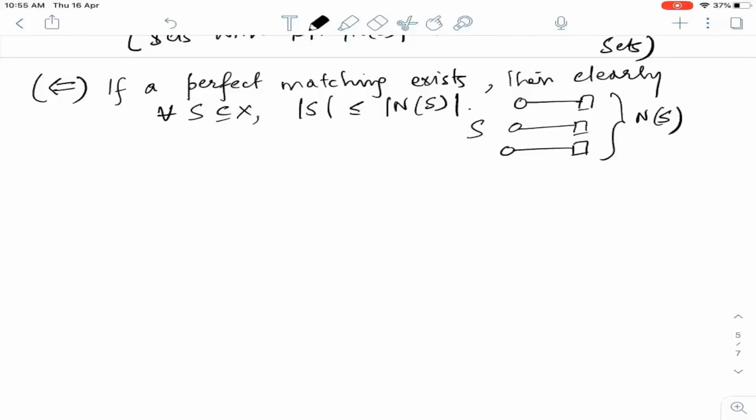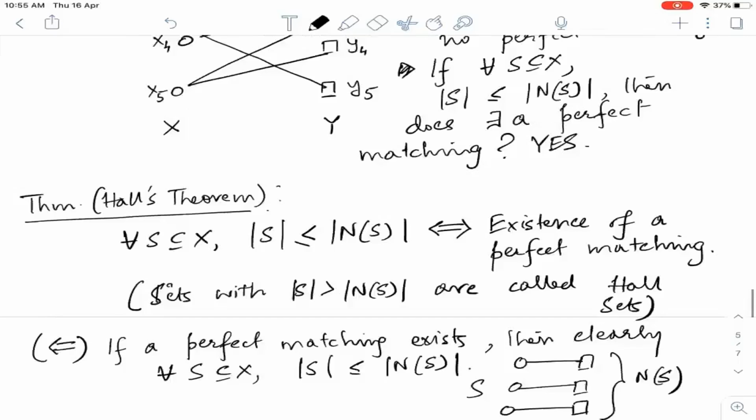What we'll do is the other side. So suppose |S| is less than or equal to |N(S)|. Okay, now let's look at this picture again. Actually, let me draw this again.